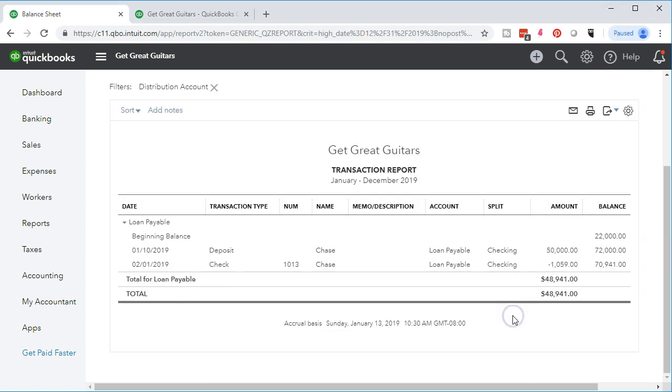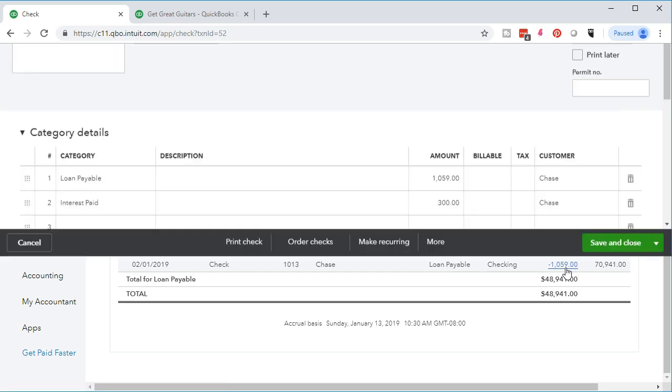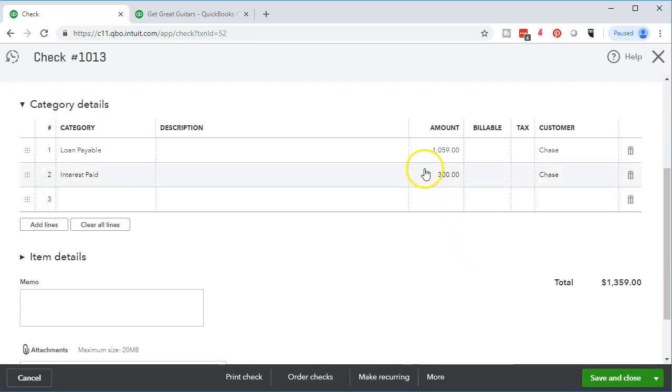If we go into that 70,941, we'll see that check. Here's our payment, bringing that 72,000 balance down by 1,059, only by the principal portion. If we select that item, it's bringing it down just by the principal, although we paid 1,359. Where's the other side? On the profit and loss.